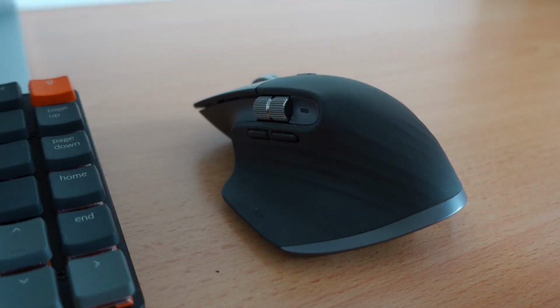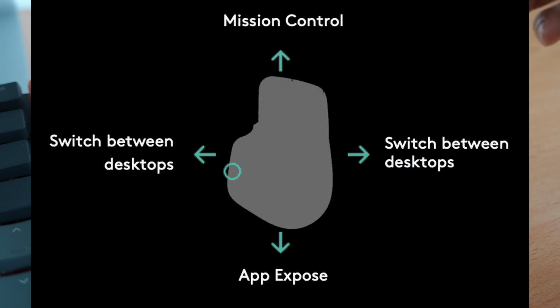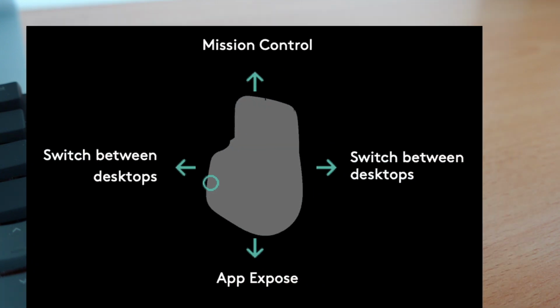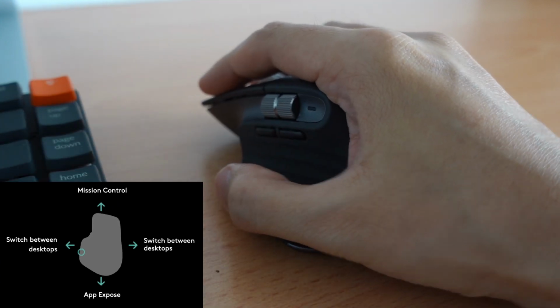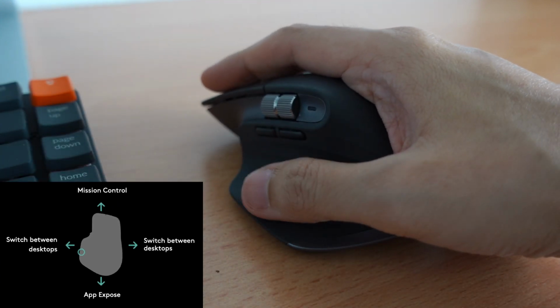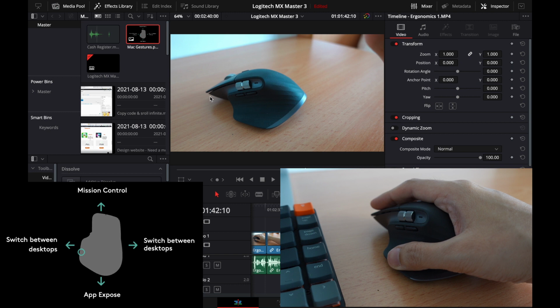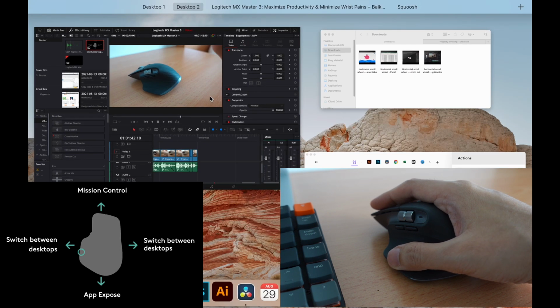Okay, the next most commonly used feature of this mouse is the Mac gesture. So I'm going to show you how it works on the Mac, but this can also work on Windows as well. Okay, so this button right here, if you press this, this will show Mission Control. So that basically shows all open windows, which is really cool.